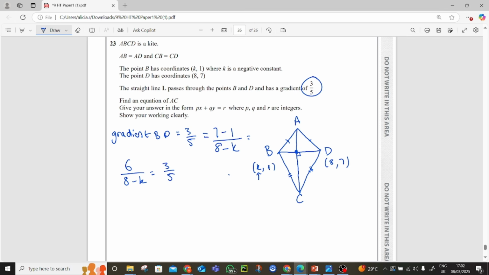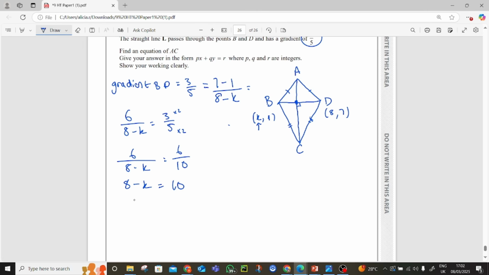Now we're trying to solve this equation for k. We could multiply up by 8 minus k, multiply up by 5, solve like that. Or I'm noticing actually that if I take this fraction and multiply the top by 2 and the bottom by 2, I'll have 6 over 8 minus k is equal to 6/10. So I've just scaled the fraction up a little bit. And now the numerators match, so the denominators must also match. So I have 8 minus k is 10. So therefore 8 is going to be 10 plus k, or k is 8 minus 10, which is -2, which matches with the fact that it was a negative constant here. So this is now -2.